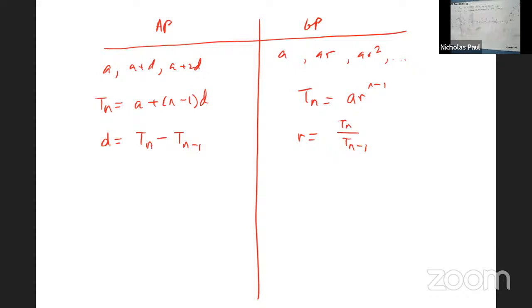Now, if I give you a long AP, we have to be able to sum all the terms. So our next heading that we're going to take a look at is the sum of the first n terms.